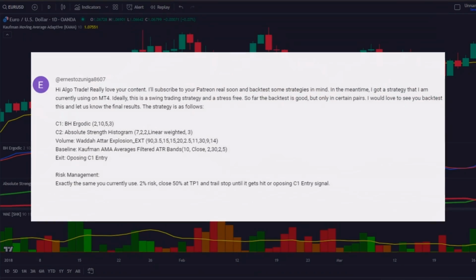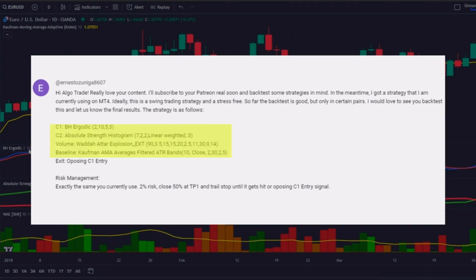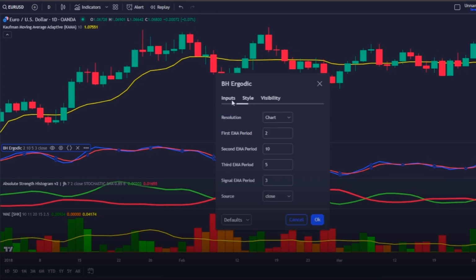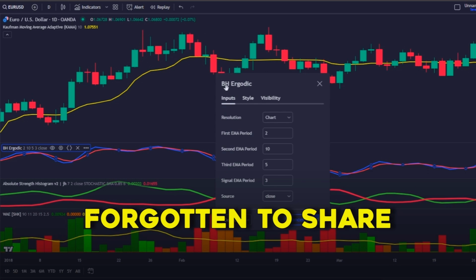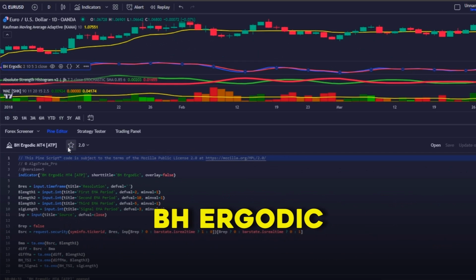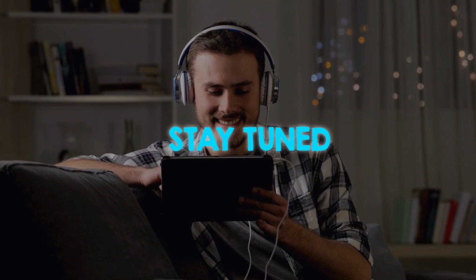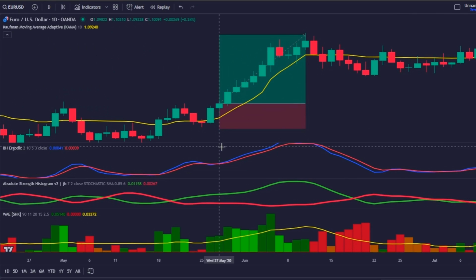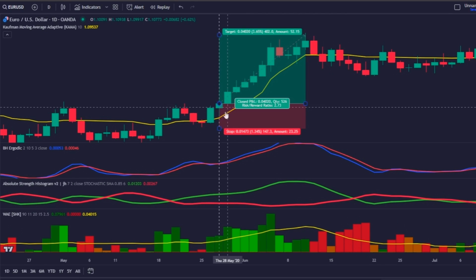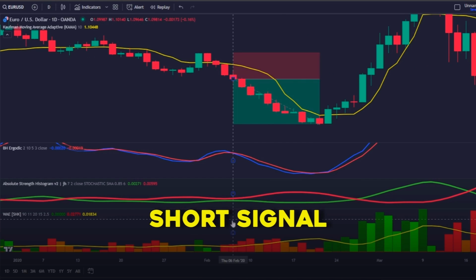And these are the 4 indicators that my subscriber told me to use, and all of them are free. And don't worry, I have not forgotten to share with you the code of the BH Ergodic, so stay tuned until the end of this video. By putting all these rules together, here you can see an example of a long signal where all the conditions I told you before are aligned, and here you have an example of a short signal.